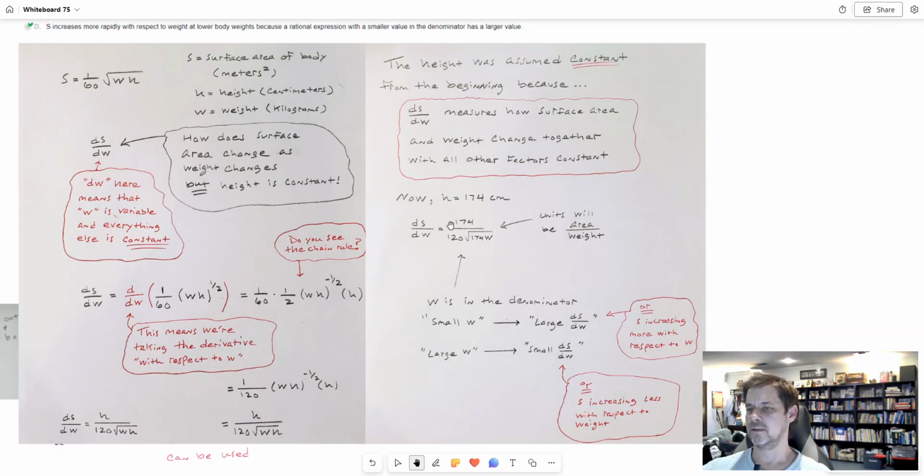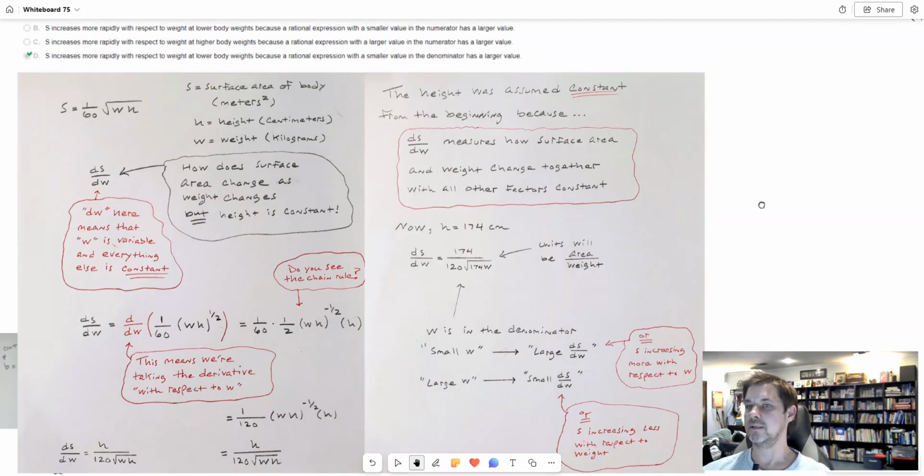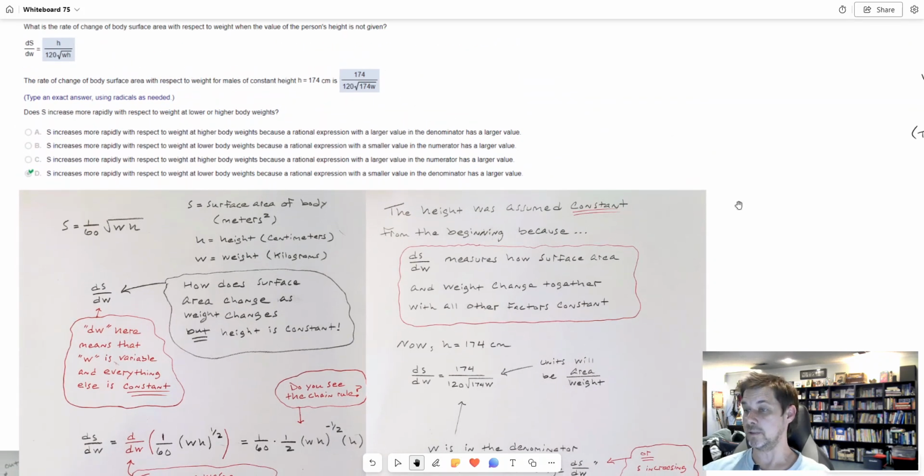I don't think there's anything meaningful to do to simplify that. You could rationalize this bottom part, but I don't really think that would make it simpler. So I'll leave it like this, and that answer is acceptable on MyMathLab.